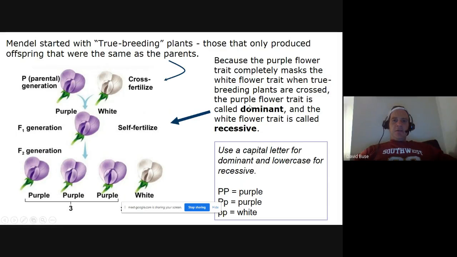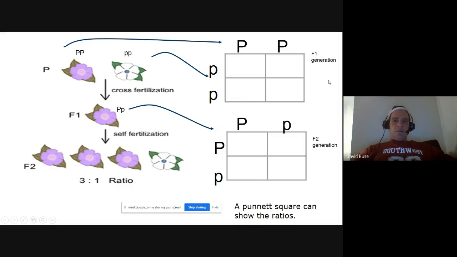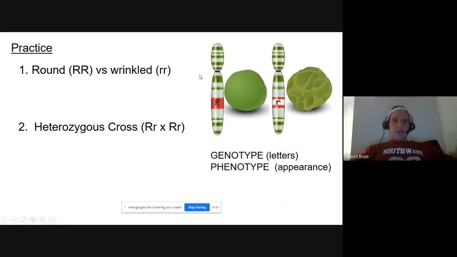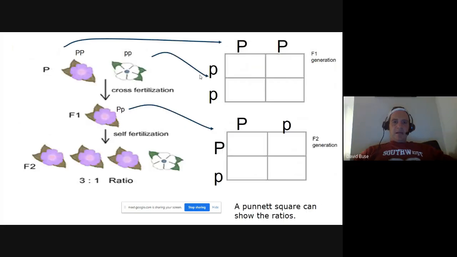And so today we use terms like dominant and recessive. We use letters to represent the genotypes of the plant. For example, big P is purple, little p is white. And so when we perform some crosses, this gives you a chance to do some practice here. Let me back up here.